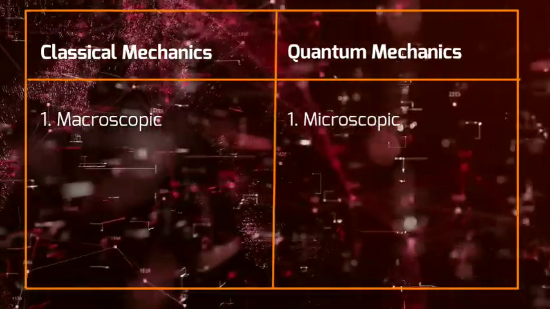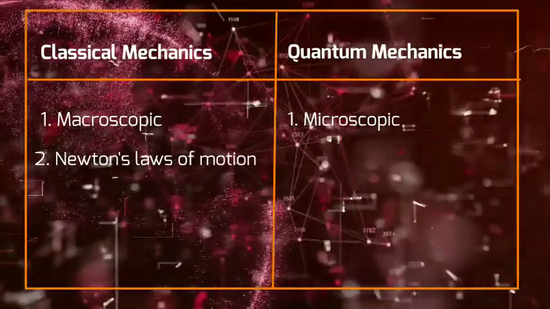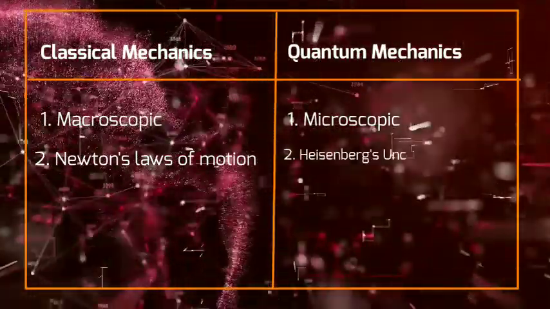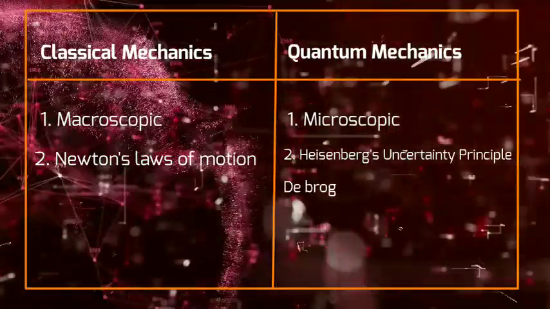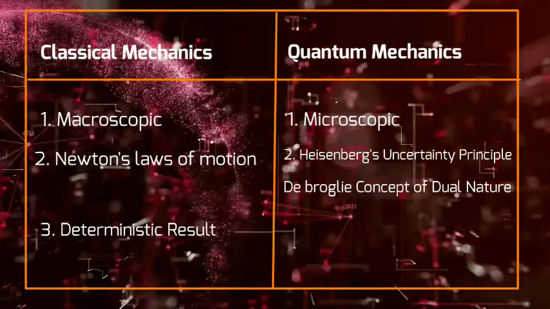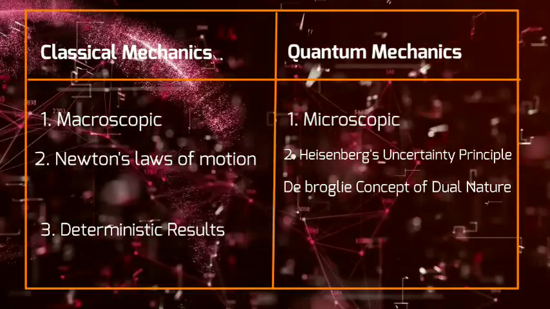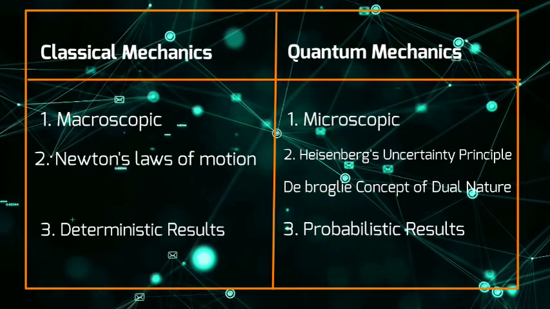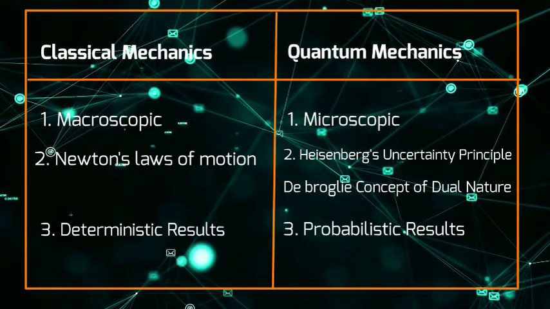2. Classical mechanics is based on Newton's laws of motion. Quantum mechanics takes into account Heisenberg's uncertainty principle and de Broglie's concept of the dual nature of matter. 3. Classical mechanics is deterministic, whereas quantum mechanics is probabilistic. Deterministic means the results are exact, but in quantum mechanics the results are only probabilities.